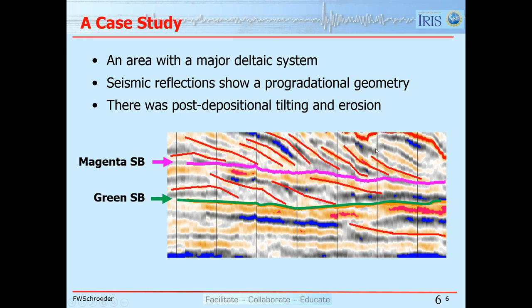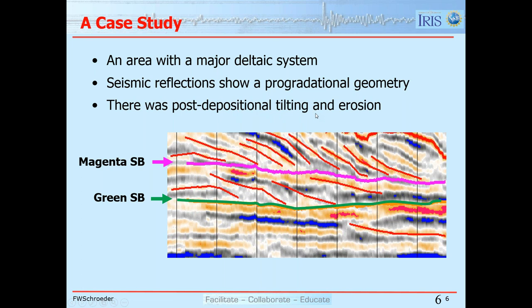These reflectors, both from the green to magenta and just above magenta, are showing a progradational geometry where the delta is building basinward. So landward or updip is to the left, basinward is to the right. And after the deposition of these two sequences, there was some post-depositional tilting and there was also some erosion.